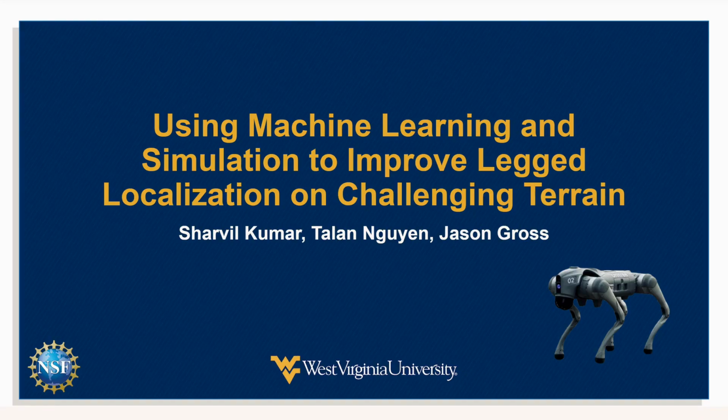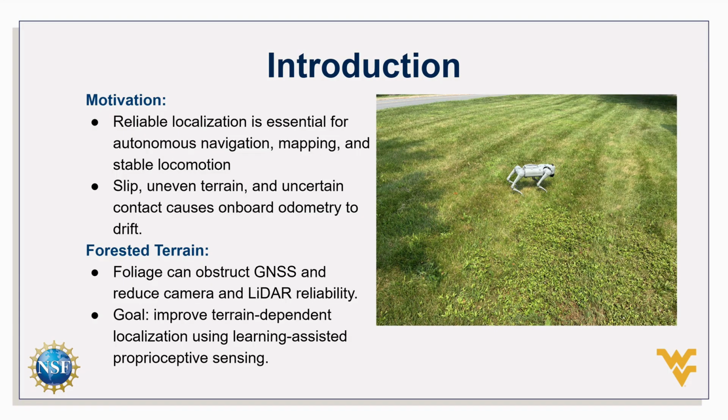We are excited to share the project we've been working on here at West Virginia University, focusing on using machine learning and simulation to improve legged localization on challenging terrains. Quadruped robots estimate their motion using onboard sensors, but slipping, uneven ground, and uncertain foot contacts can cause odometry drifts. This matters especially in forested environments where foliage can also reduce the reliability of GNSS, cameras, and LiDAR.